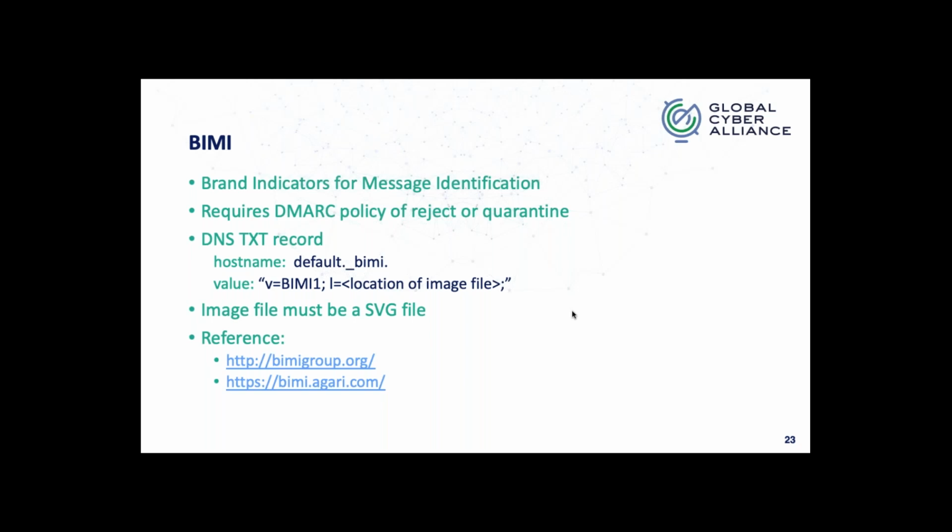And there's also another layer that they're looking at adding, which is another certificate authority, right? Because how do you know that the image file you put on your website is actually for your domain? So they want to add another layer, and they're going to do some sort of certificate authority mechanism to add that additional layer of authentication. But if you want to go ahead and do it, you can start implementing it now. The host name is going to be default._bimi, and then the value will be v=BIMI1; l=, and then the path to where your image file is located.